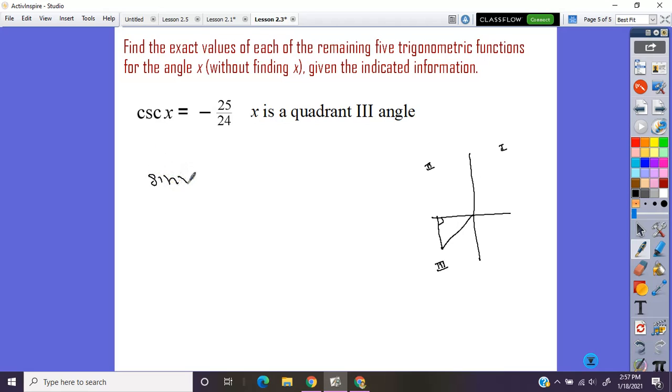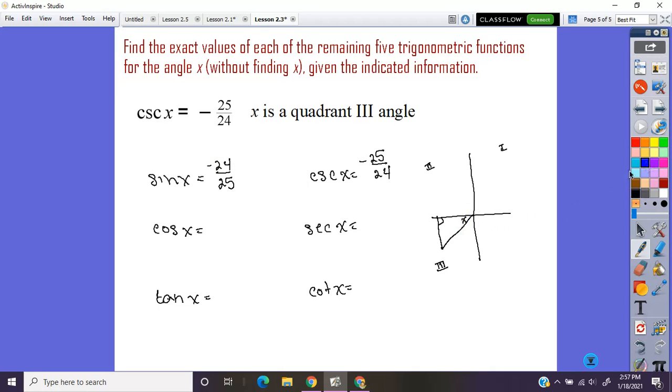Once again, I'm going to find sine, cosine, tangent, and the reciprocals. So cosecant, secant, cotangent. I write all 6 out, whether I have them or not. I know I have this one, so I'm going to go ahead and write that as negative 25 over 24, which means I also know this one is negative 24 over 25, which makes this triangle a little bit easier.